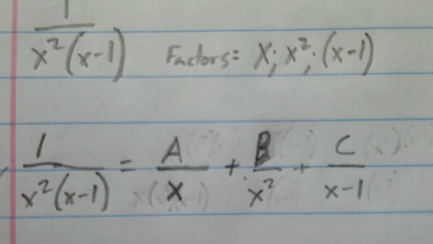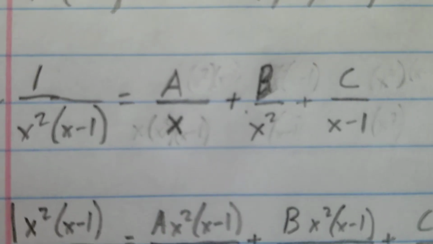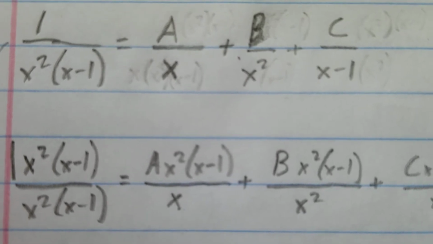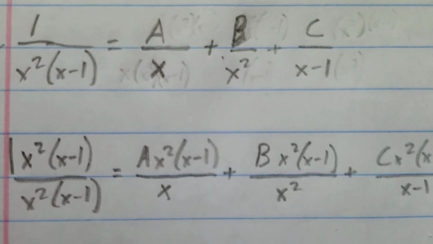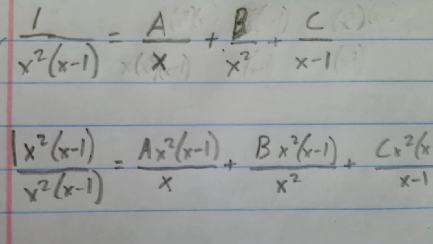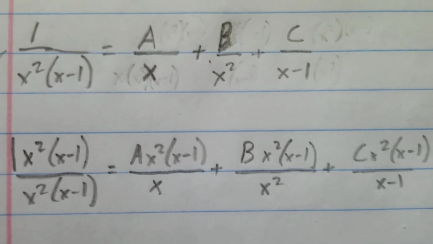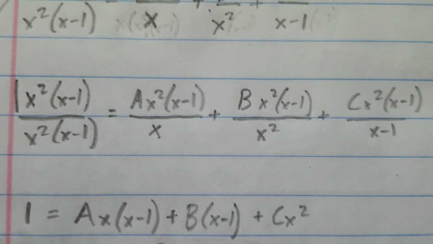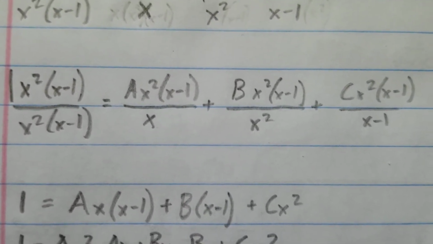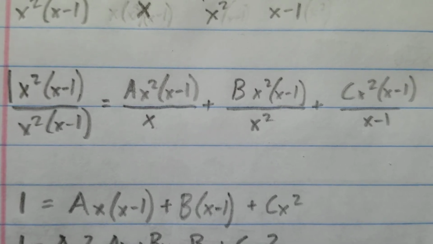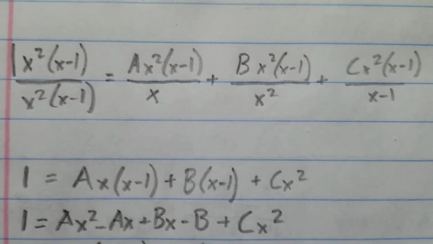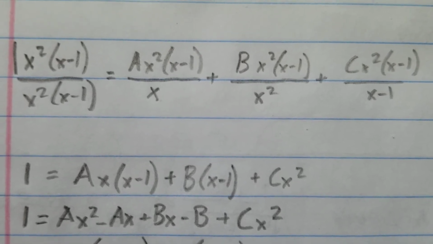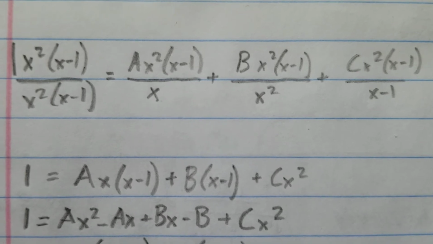Now we want to rearrange it so that we can solve for a, b, and c, which then we'll multiply each term by the denominator of the left-hand side. So we will get something that looks like that, which will simplify out to be 1 is equal to ax times x minus 1 plus b times x minus 1 plus cx squared. And then we can rearrange it, distribute everything. We can get 1 equals ax squared minus ax plus bx minus b plus cx squared.